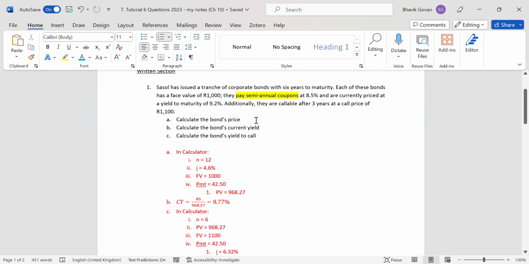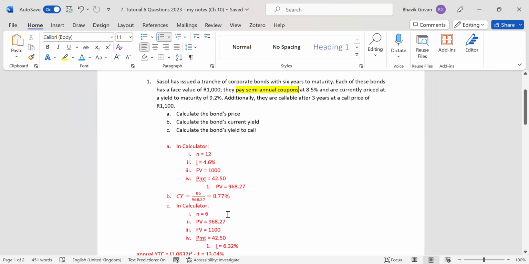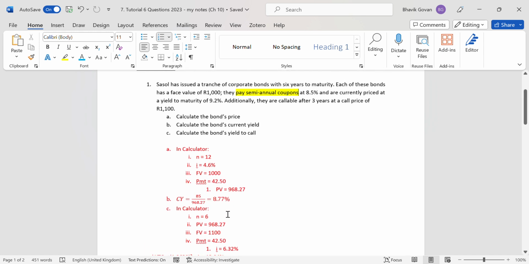And then the bond's yield to call. They tell us that the bonds are callable after 3 years, and they give us a call price. Now in our calculator, n will be 6. So 3 years times 2, that's how we get the 6. The present value, we'll use the present value which we calculated in part A, which is the present value of the bond if it's not callable.